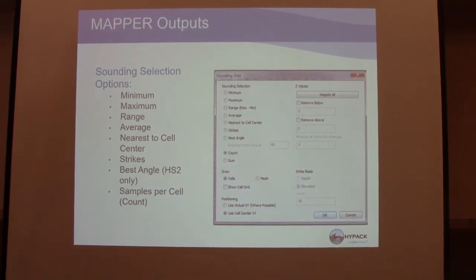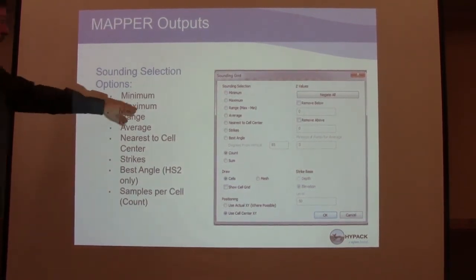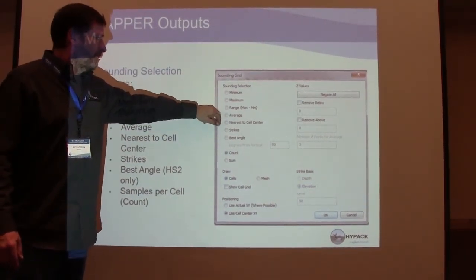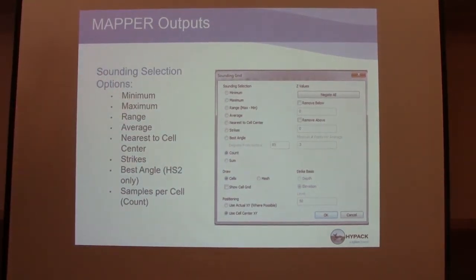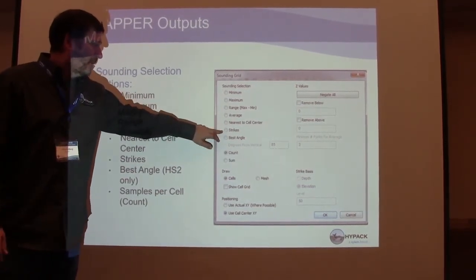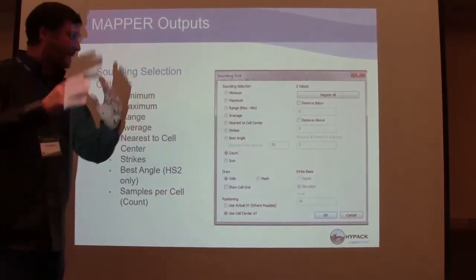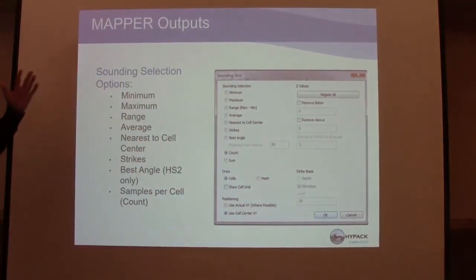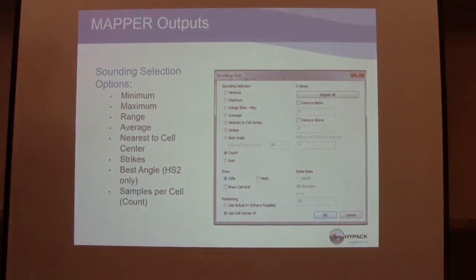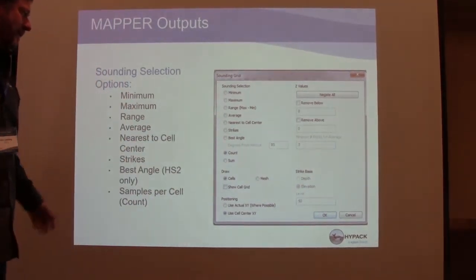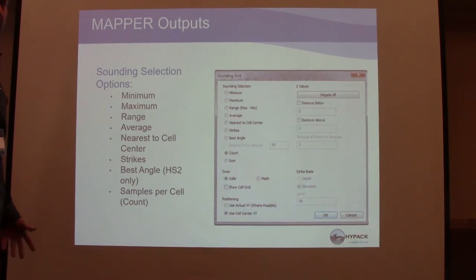Okay, so when you load up the data set, again, you have this little sounding grid options where you can select whatever you want. Again, minimum, maximum. The range is the difference between min-max per cell. You can do the average, nearest the cell center. Strikes, I'll show what that is in a second, and also best angle based on your multi-beam. So if you chose that, you would just enter everything within a specific amount of degrees from nadir. Okay. Also count, and also the sum of values. Not really sure what the reasoning was there, but somebody must have requested it at one time.